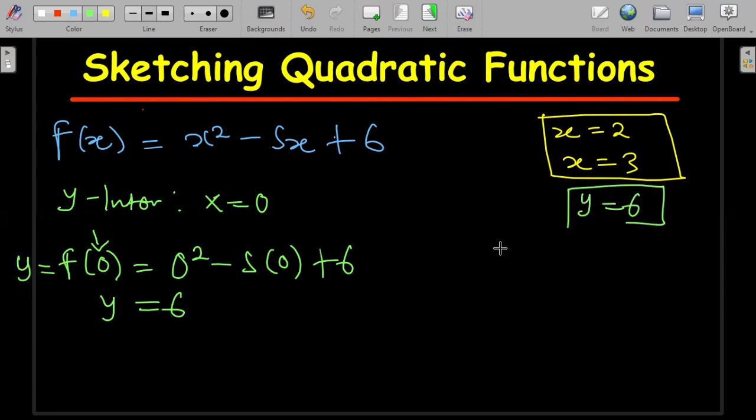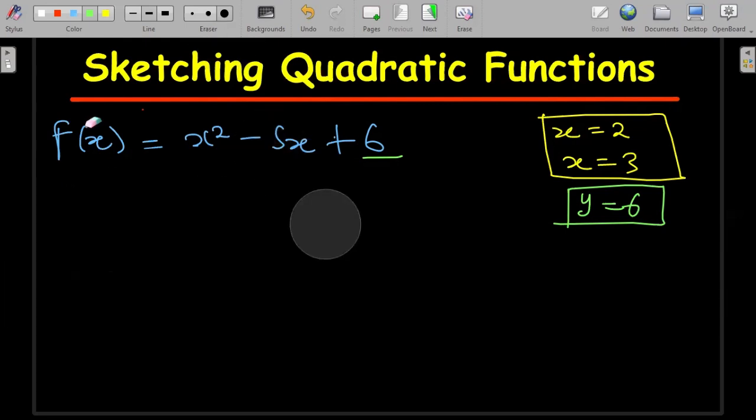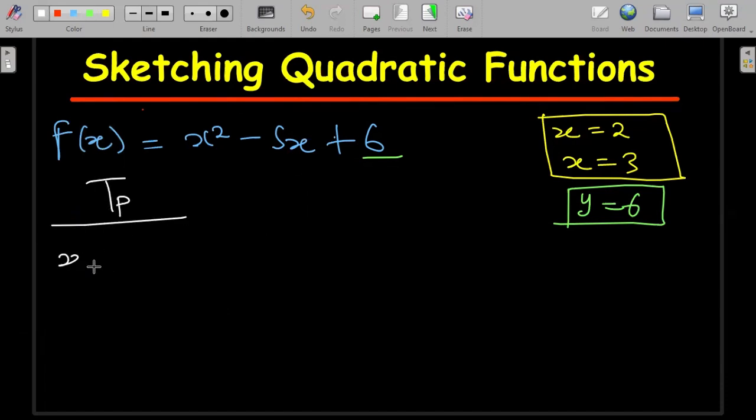That is my y-intercept. If you want, don't even do this. Okay, it's like you're wasting time here. Just get the constant there. That's all. Okay, so we're just remaining with the turning points now. So the turning point, okay, we start with the x coordinate of a turning point. So we said the formula was minus b over 2a.